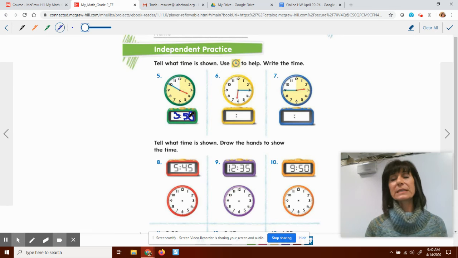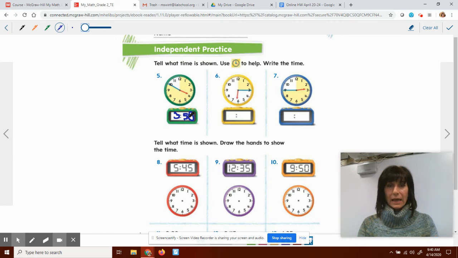I think you can do 6 and 7 yourself. Let's take a look at 8, 9, and 10. The directions say this: tell what time is shown. Draw the hands to show the time. My first clock says 5:45.